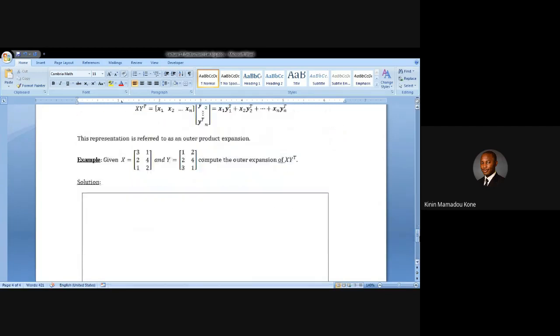This representation is referred to as an outer product expansion. And the example that we've just done was this example, x and y. You want to find the outer product expansion. And that's what we've done.